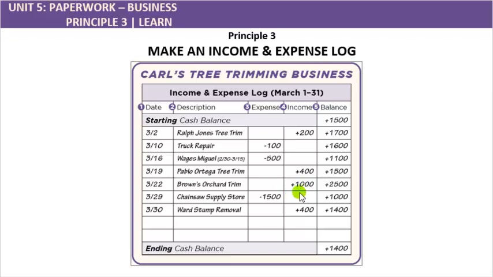So then he added it to his cash balance. Before 22nd March, he had this amount. So he added this to this. And this will be the total amount that he has in his business for 22nd March.